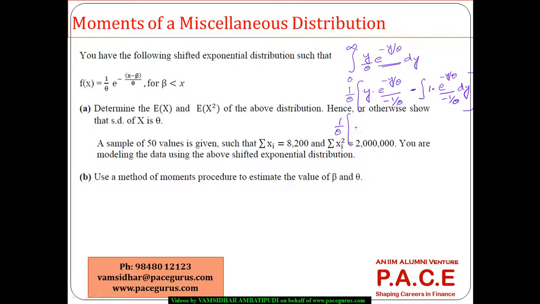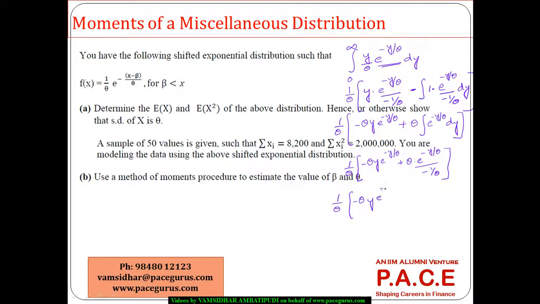Okay, the first part is minus theta y e to the power of minus y by theta, and the second one will become theta times the integral of e to the power of minus y by theta dy. Let it be step by step, otherwise something will go off. So 1 by theta times minus theta y e to the power of minus y by theta plus theta times e to the power of minus y by theta by minus 1 by theta. This is the entire integral now. Integral wise we are done.